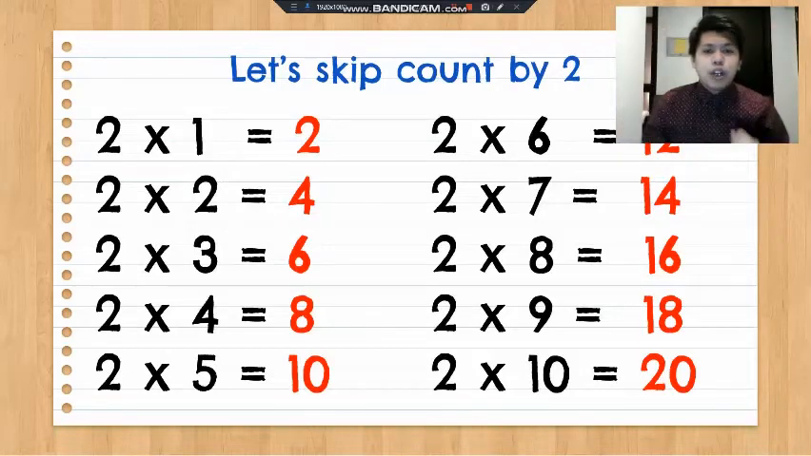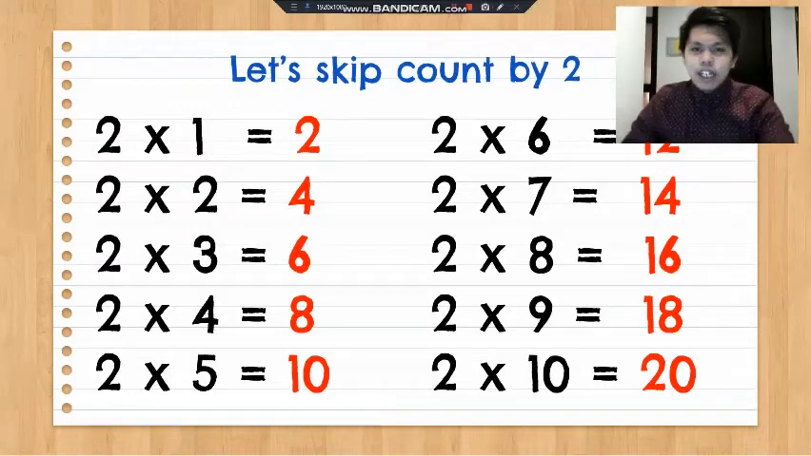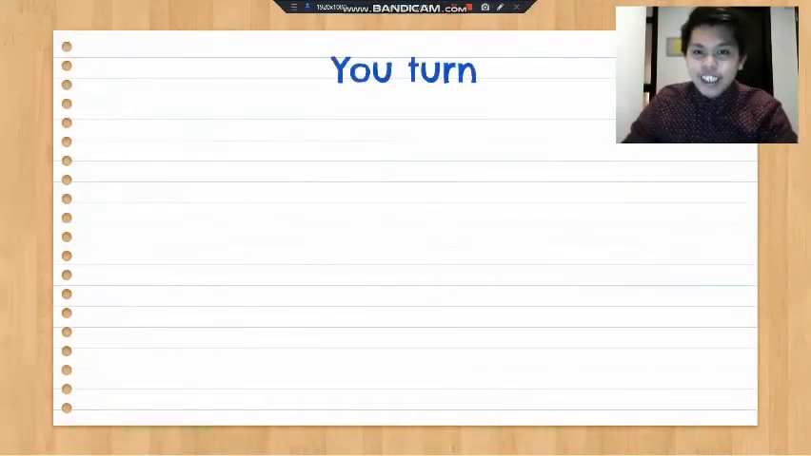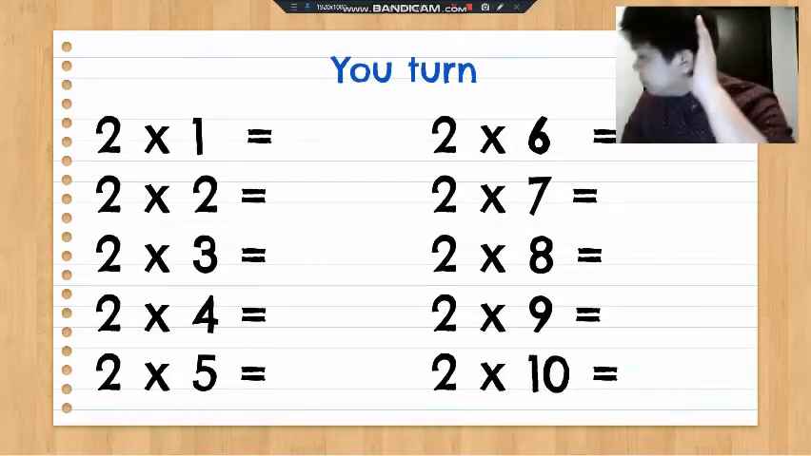Now, if you are asked 2 times 6, 12. You will arrive at the answer of 12. So that's much easier in multiplying numbers by skip counting. Now it's your turn. I want you to skip count by 2. Ready? 1, 2, 3, go.